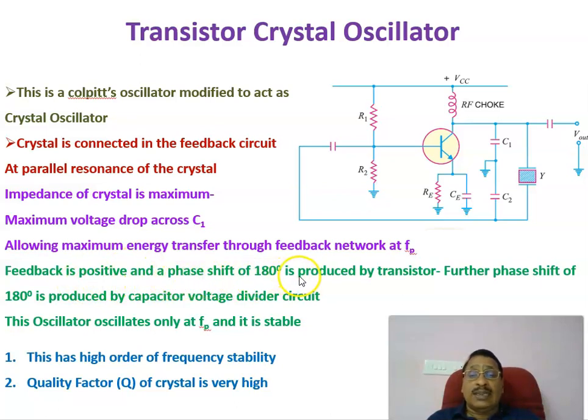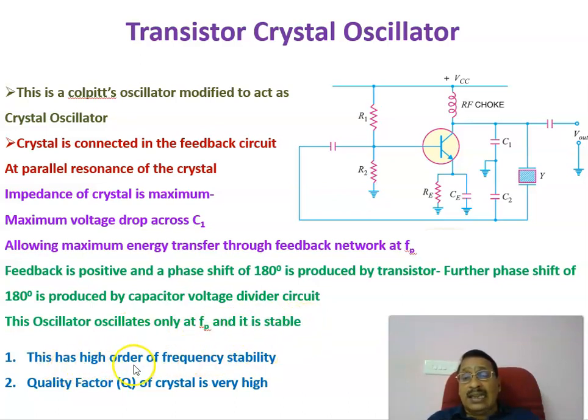At parallel resonance the maximum energy is transferred, and the feedback is positive. A phase shift of 180 degrees is produced by the transistor, and a further phase shift of 180 degrees is produced by the capacitor voltage divider circuit, so the total phase shift is equal to 360 degrees. The oscillator oscillates only at this frequency Fp, and it is very much stable.